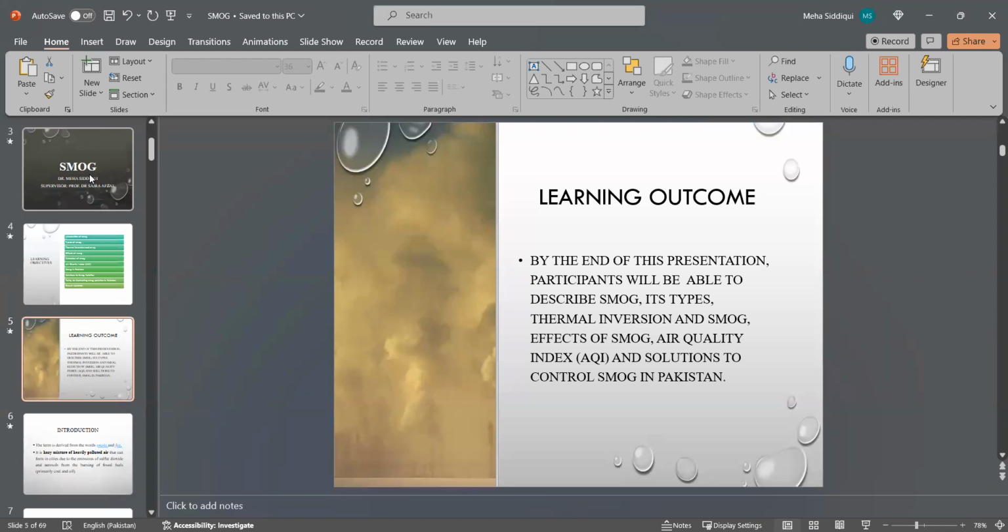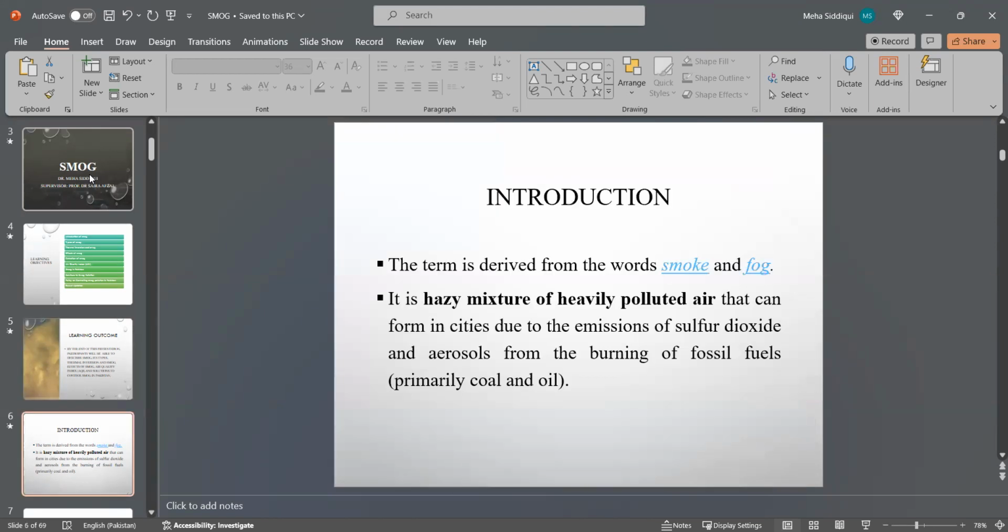Learning outcomes. By the end of this presentation, participants will be able to describe smog, its types, thermal inversion and smog, effects of smog, air quality index, and solutions to control smog in Pakistan.